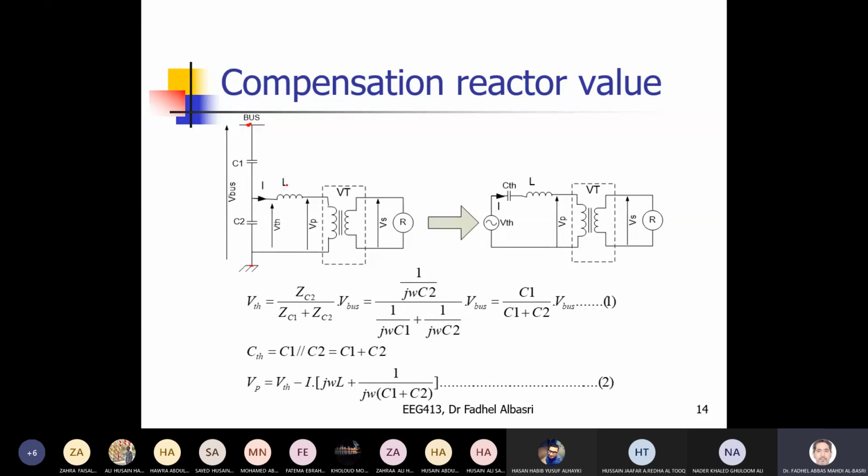And this is the compensation inductor. And this is the voltage at the primary side of the voltage transformer, the step-down voltage transformer. And this is the voltage at the secondary that will go to the relay. Okay.